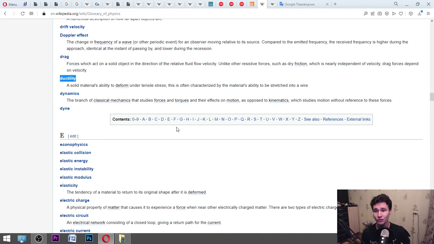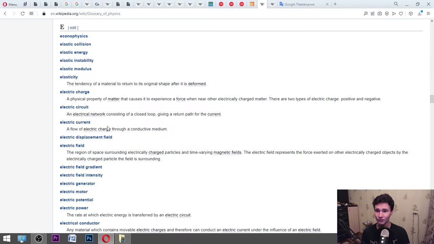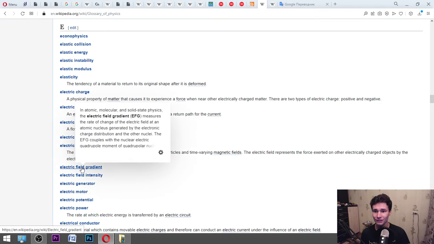Econophysics, elastic collision, elastic energy, elastic instability, elastic modulus, elasticity, electric charge, electric circuit, electric current, electric displacement field, electric field gradient, electric field intensity, electric gradient, EFG, electric field gradient. In atomic, molecular, and solid state physics, the electric field gradient measures the rate of change of the electric field at an atomic nucleus generated by the electronic charge distribution and the other nuclei.